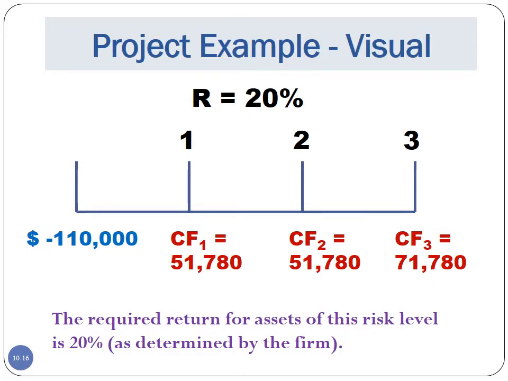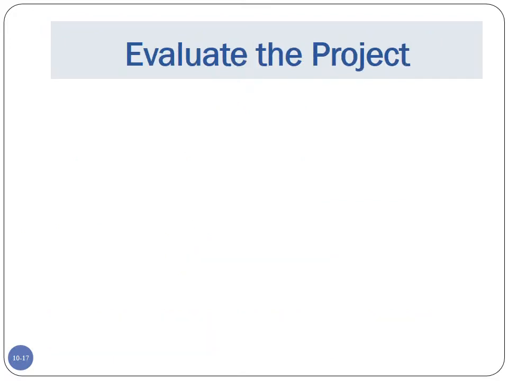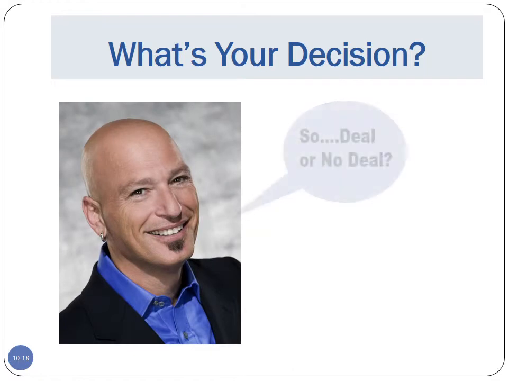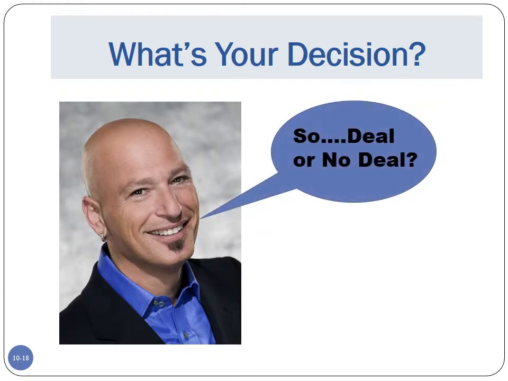With our visual, again, we see that we have our timeline. We have the negative 110,000 initially, cash flow 1, 51,780, cash flow 2, 51,780, cash flow 3, 71,780, and if the required return for assets of this risk level is 20%, should we take on this particular project? The key here is calculating these cash flows, looking at cash flows from assets. So the net present value of 10,648, internal rate of return of 25. So what's your decision? Deal or no deal? We should take the deal.